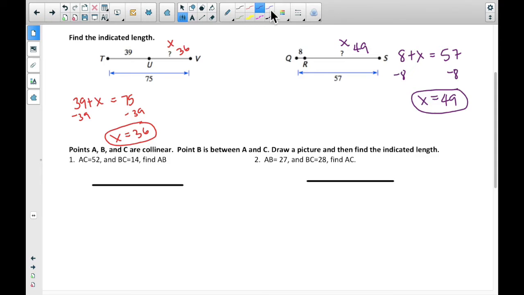Okay, part of geometry is drawing the points and being able to read a sentence and trying to figure out how to put that sentence into a diagram. And so that's what we're going to practice here.